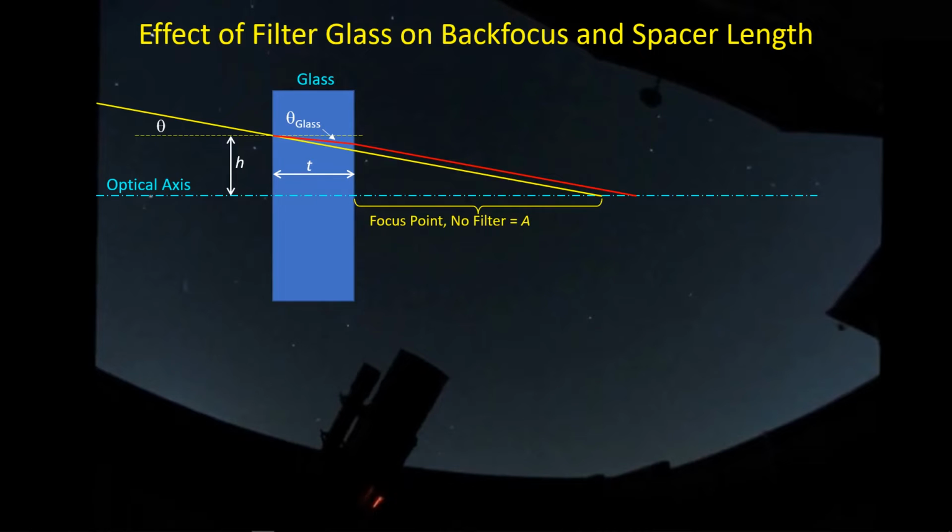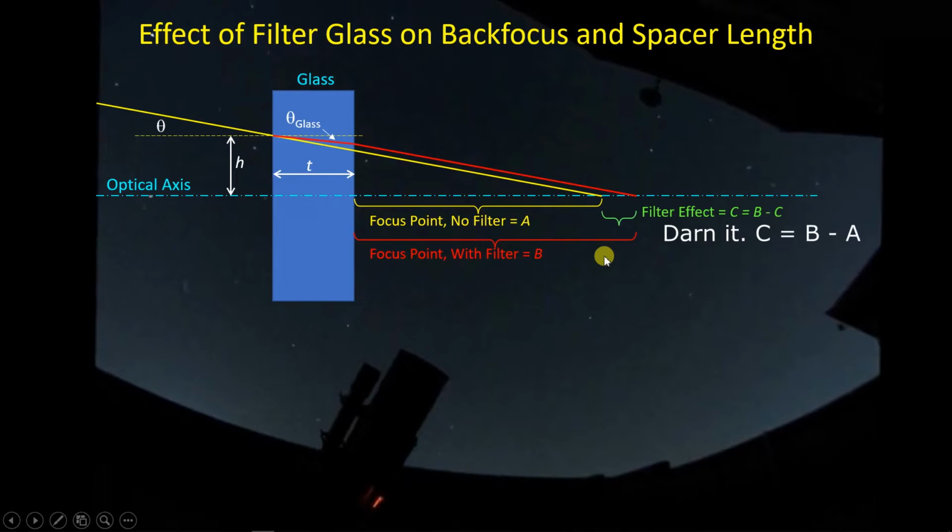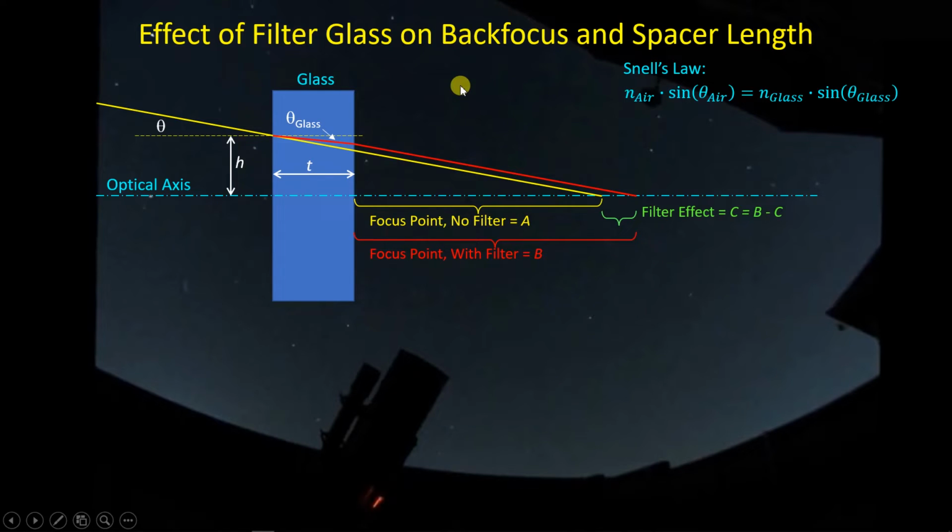Before we had a filter installed, this was the point where we were achieving focus on the camera sensor, and now with the effect of the filter, we are achieving focus back here. So let's just call these two distances distance A and distance B. And what we're after here is the effect of the filter on the focus point, on the actual focus point. And we'll call that C, and it's just B minus A. In order to figure out what the heck is going on up here in the glass, we need to take a look at Snell's law. Snell's law establishes the relationship between the index of refraction in air or a vacuum. The index of refraction is just a number. It's a non-dimensional number. It's very close.